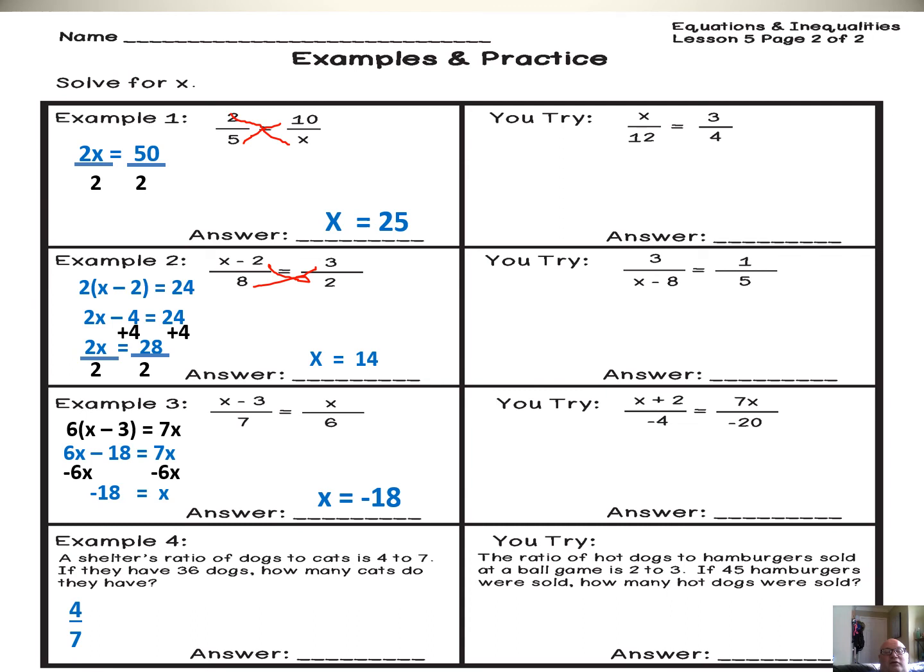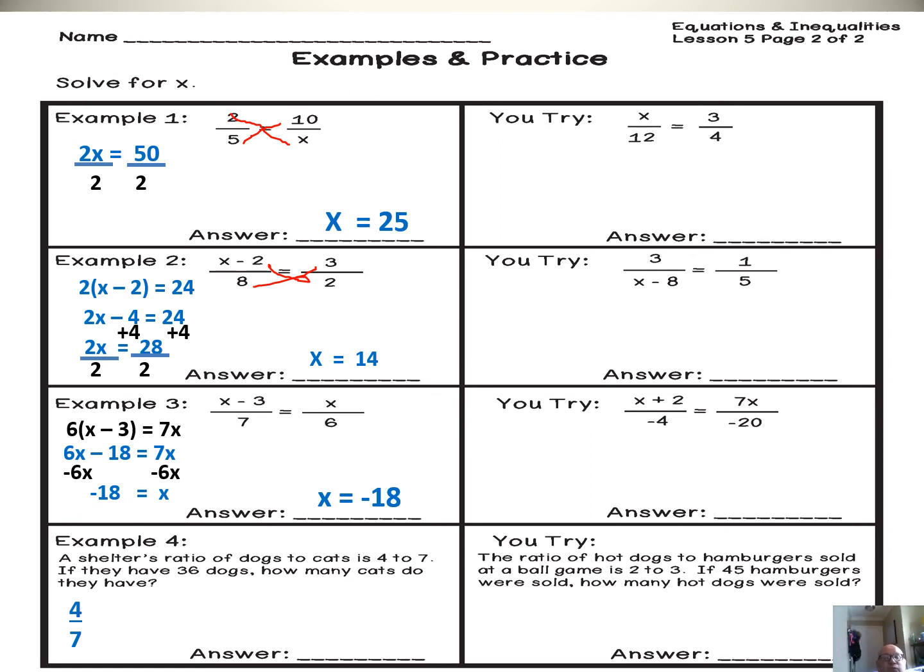All right, a shelter's ratio of dogs to cats is 4 to 7. So 4 dogs for every 7 cats. That doesn't mean there's 11 total animals, but as a whole, it's 4 to 7.